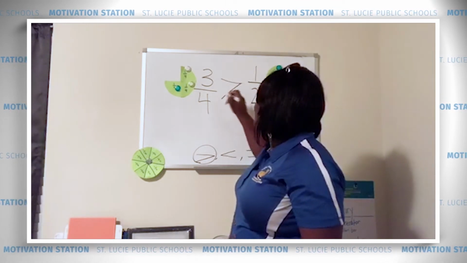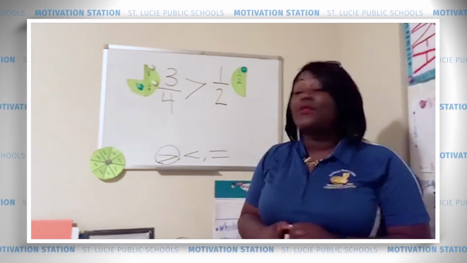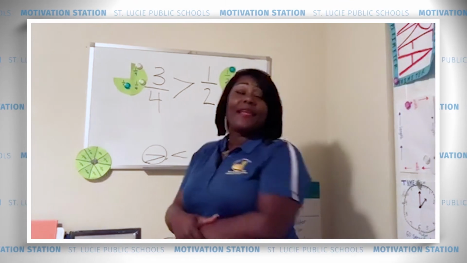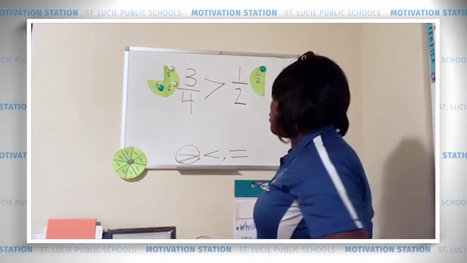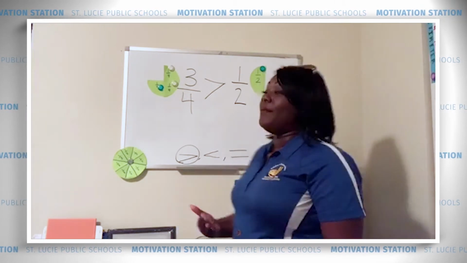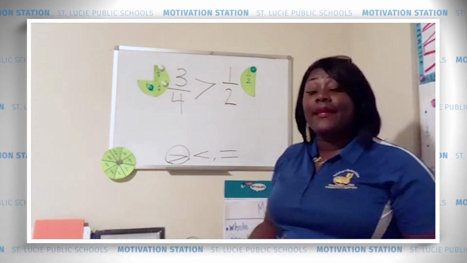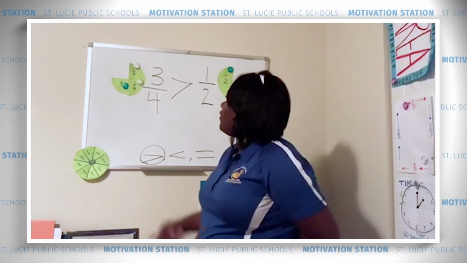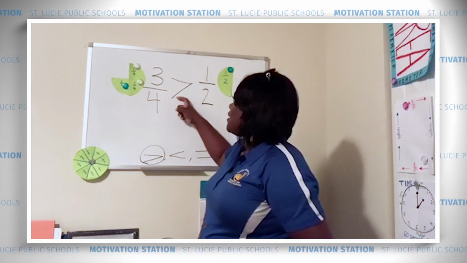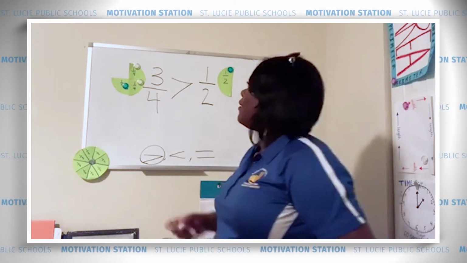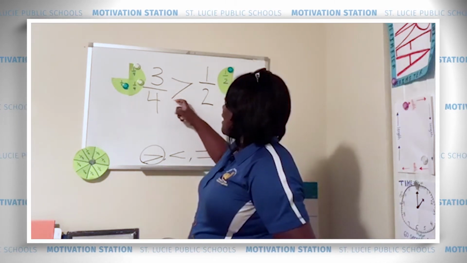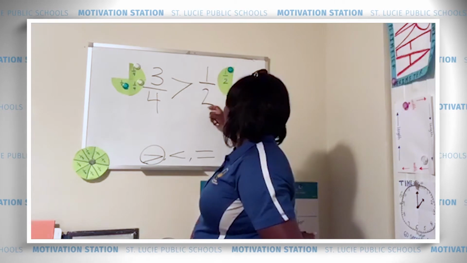The gator looks like he wants to eat the 3/4, and his back is turned to the half because he realizes it's not as much. So read this with me. I'll read it once and then I'll read it again and you can join in on the second half. 3/4 is greater than 1/2. Now let's read it together. 3/4 is greater than 1/2.